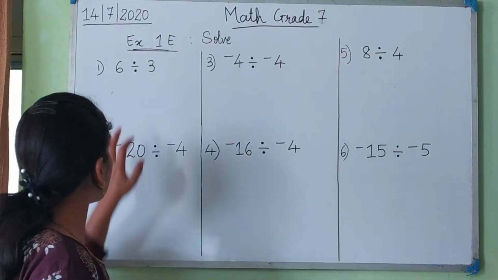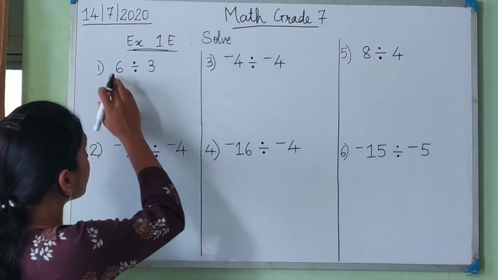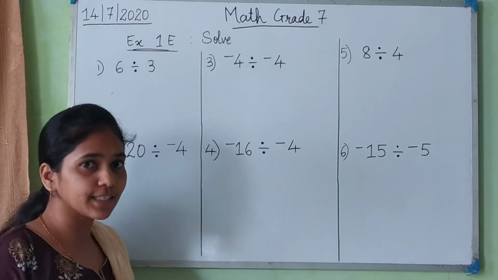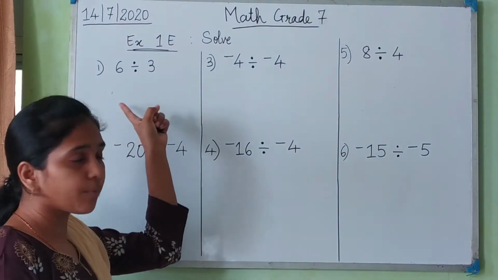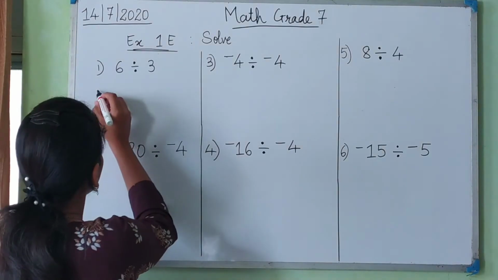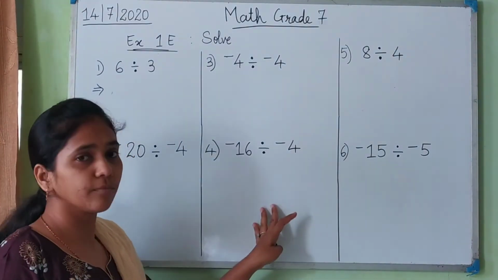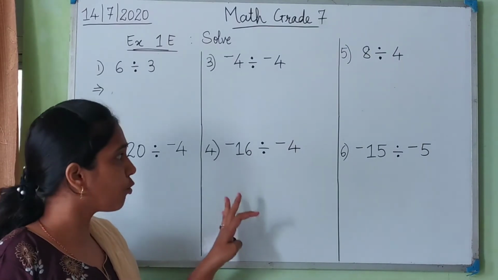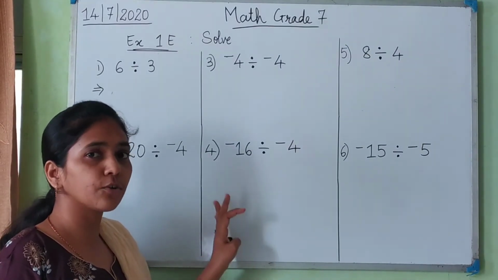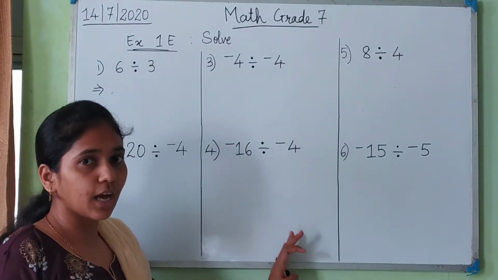The first sum. You can see both the numbers are not having any sign, which means they have positive signs. They are positive numbers. In every sum we are going to divide the numbers the normal way, and only by using the sign rules we are going to decide the sign of the final answer.